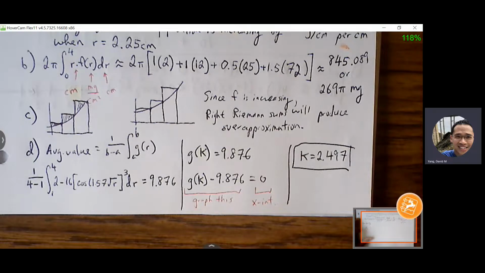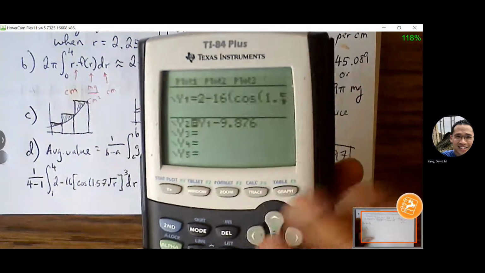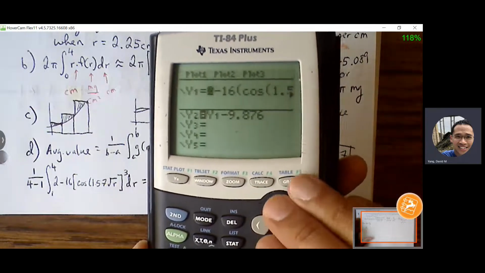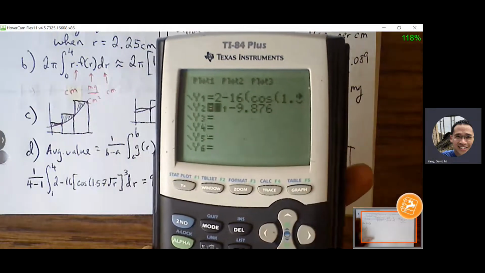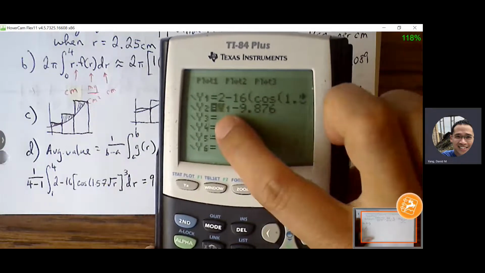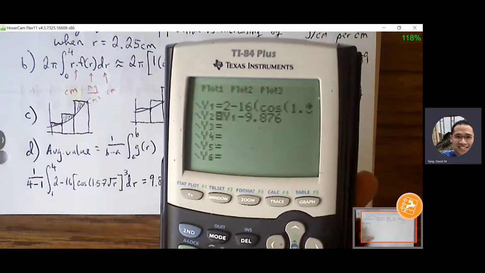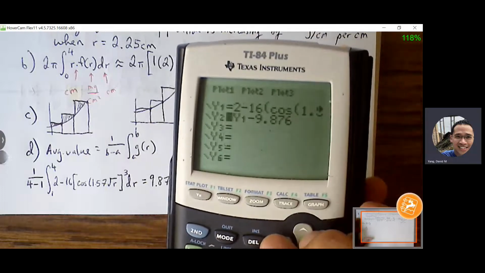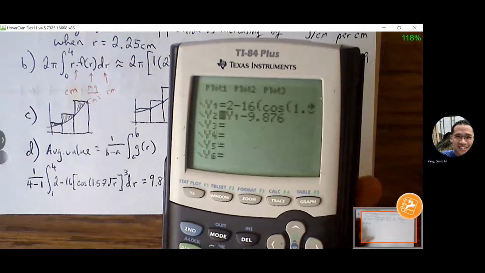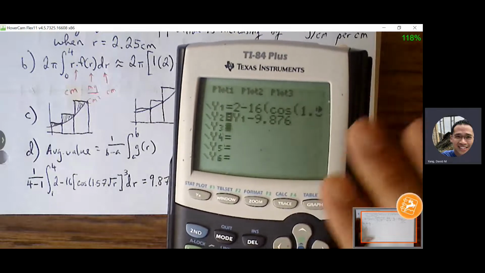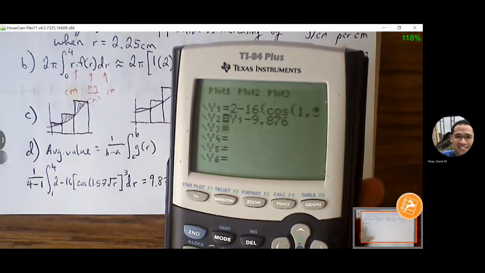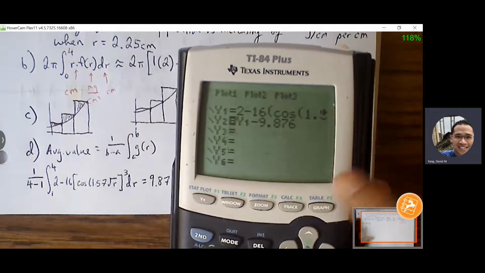So what I did was I went to y equals again. And rather than typing all that in, you can do that minus 9.876, but I just referenced it: y1 minus 9.876. Also because I did that, I highlighted my second equal sign, but I unhighlighted the first equal sign. That just means that I can reference it without seeing all these graphs. I can just focus on the calculator showing me the graph that I want to see.